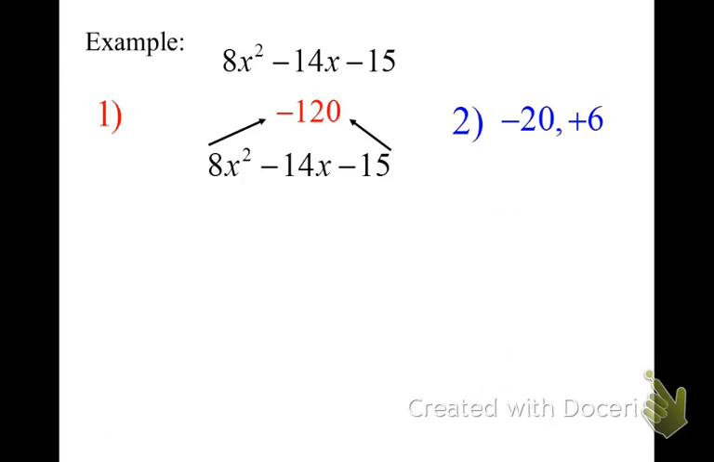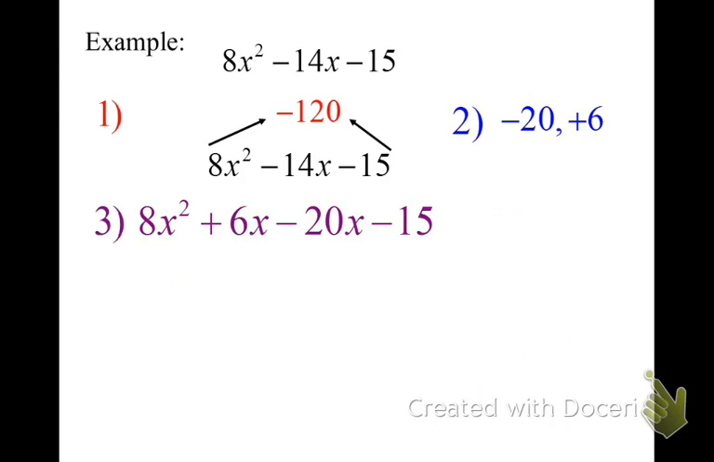Our third step is to rewrite the problem with the new factors. So our 8x squared and our negative 15 stay the same, and the only thing that changes is the negative 14x turns into plus 6x minus 20x. It doesn't matter which order you put those in. And the fourth step is to factor by grouping.